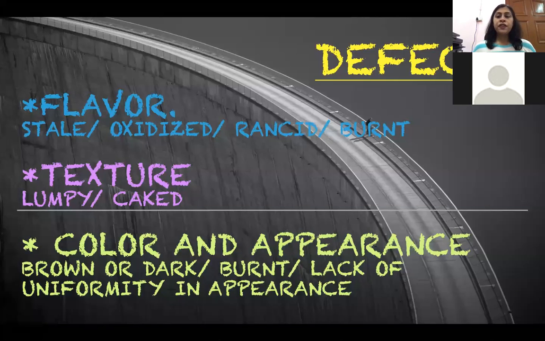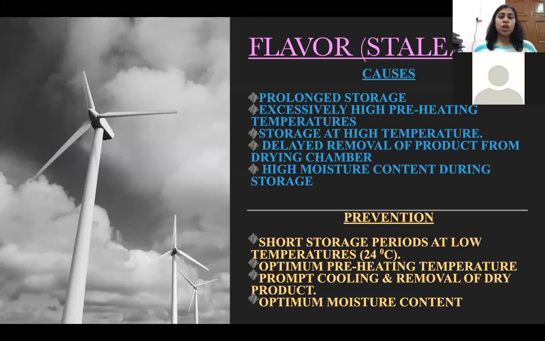Okay. So the defects part is totally clear to you. No issues with that. Flavor, texture, and color. Flavor, color, and appearance. So we'll now take each aspect separately. So first comes the flavor.